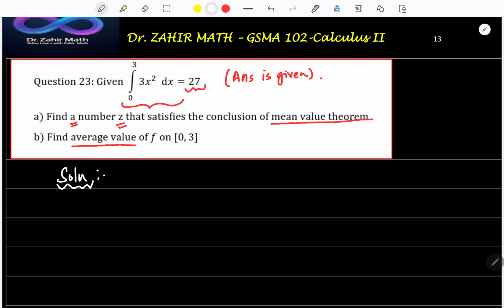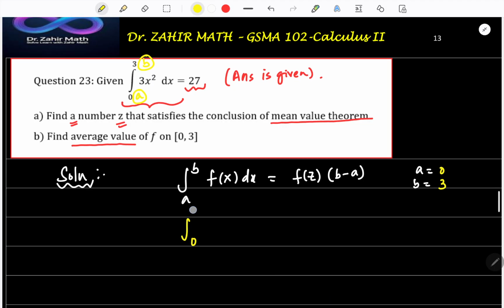Okay, right. So let me write the theorem. What is the theorem? The theorem is integral a to b f of x dx is equal to f of z times b minus a. What is your a? What is your b? Your a is 0 and b is 3. A is the lower limit and b is the upper limit. Keep in your mind.